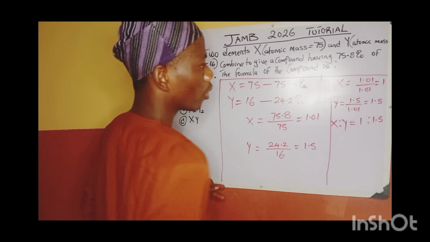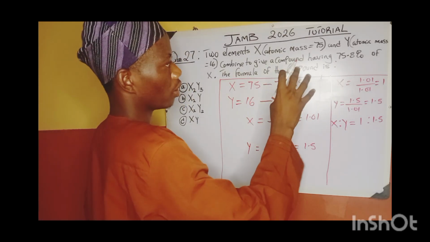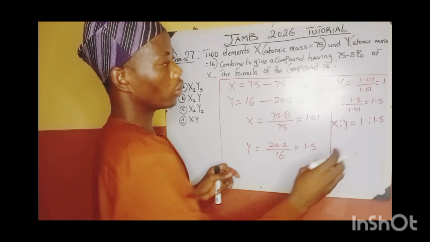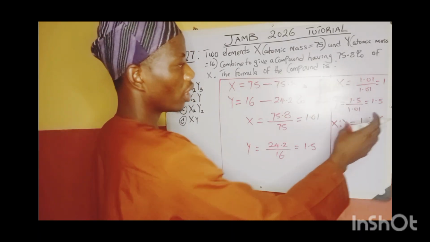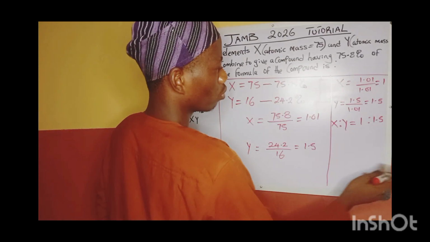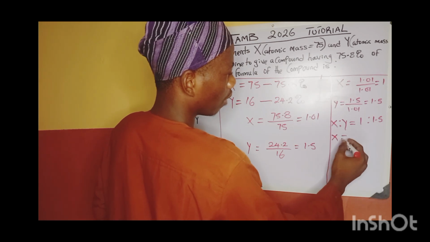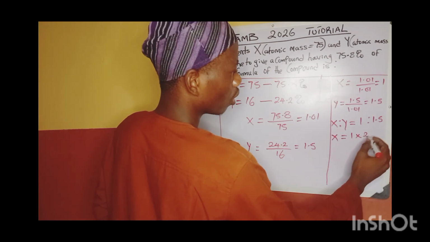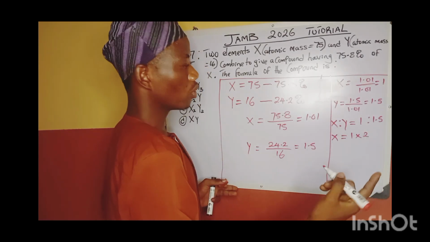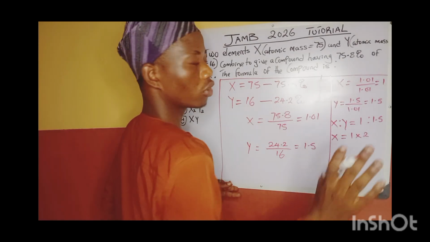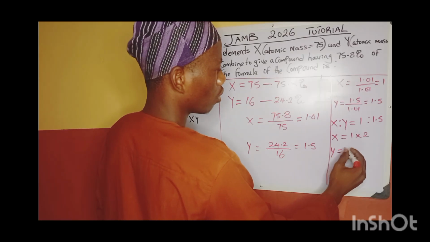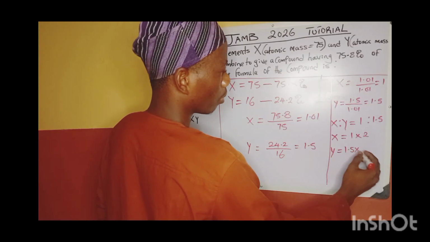So that means between X and Y now, the ratio between them is 1 to 1.5. But in empirical formula, when you are calculating the formula of a compound, you don't need to have a decimal point. But here we are having a decimal point. What do you do? You multiply both sides by 2. So for X, you'll have 1 multiplied by 2. Don't forget, it is only when you have a decimal point that you multiply by 2. If you have a whole number, you don't need to multiply by 2. And for Y, you'll have 1.5 multiplied by 2.